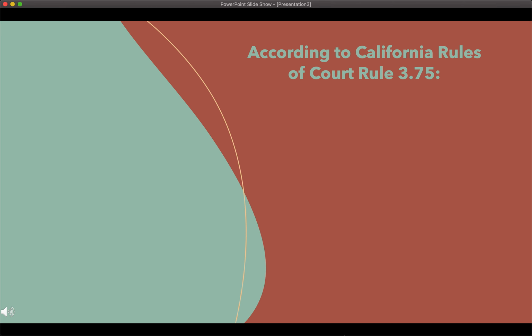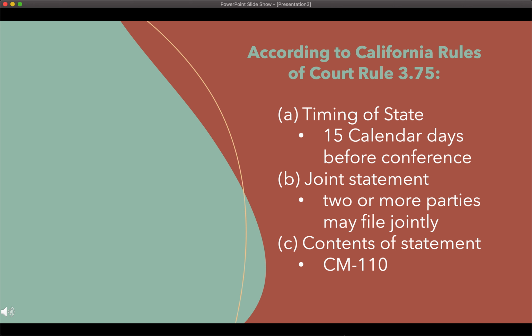According to California Rules of Court, Rule 3.75 states that it is important that the CM-110 be filed with the court no later than 15 calendar days before the initial case management conference. This includes the action of each party serving it on all other parties in the case. In addition to timing, it's also important to understand that you can have a joint statement, which means that in lieu of each party's filing, any 2 or more parties may file a joint statement.